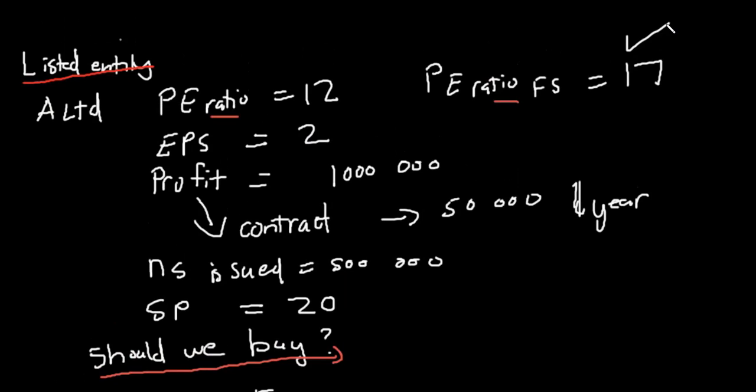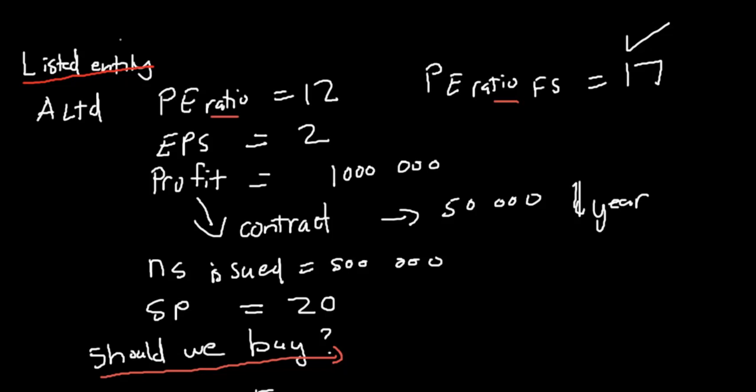Remember, we're valuing a listed entity. And in a relative valuation, you always need a comparable multiple. Now, the comparable multiple will be an industry or sector average if the entity that you're trying to value is listed. However, if it was unlisted, it would be that of a comparable entity.